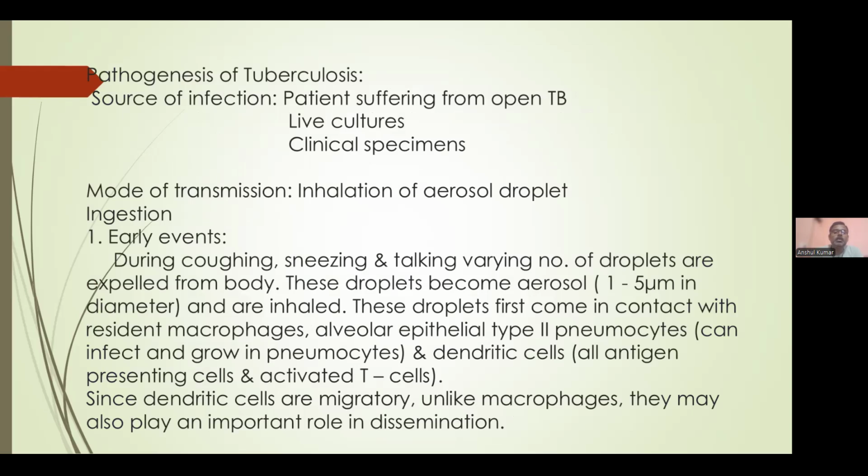Now coming to the pathogenesis of tuberculosis. Some of the important sources of infection are patients suffering from open TB, then live cultures and clinical specimens. So we can say that it is a highly contagious disease which can spread from one person, who may be a carrier, to another patient, or if a person comes in direct contact with the bacteria. And the mode of transmission is through inhalation of aerosol droplets.